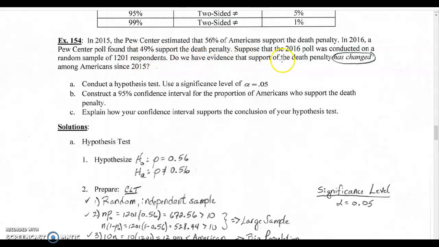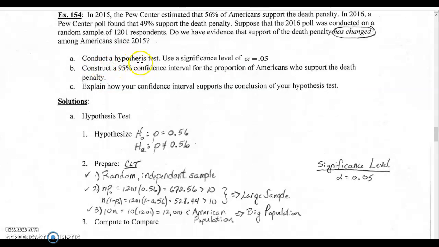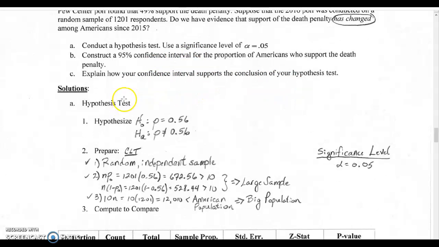So again, let's suppose the 2016 poll was conducted on a random sample of 1,201 respondents. Do we have evidence that support of the death penalty has changed among Americans since 2015? We're going to conduct a hypothesis test at a significance level of alpha equals 0.05, and then we'll construct a 95% confidence interval and explain how the confidence interval supports the conclusion of the hypothesis test.